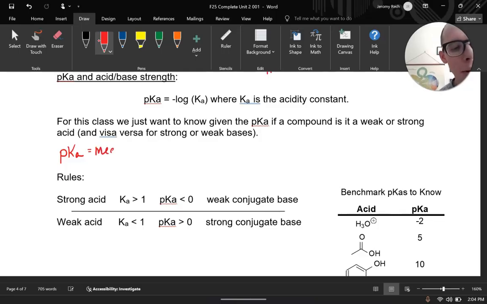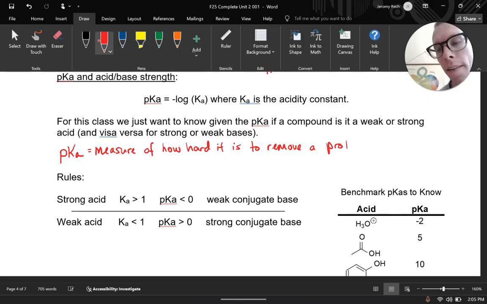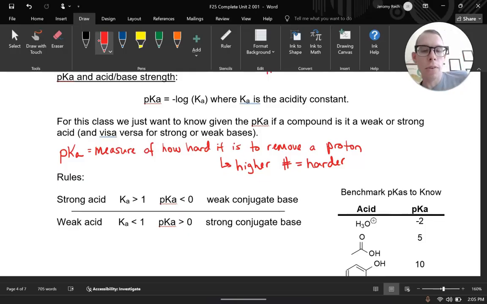But pKa is going to be a measure of how hard it is to remove or abstract a proton from our molecule. And generally, higher numbers means harder. So a really, really high pKa means it's really hard to remove that proton, meaning it's bad as an acid because you're not able to take off that H very well.